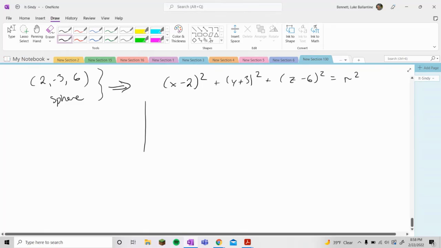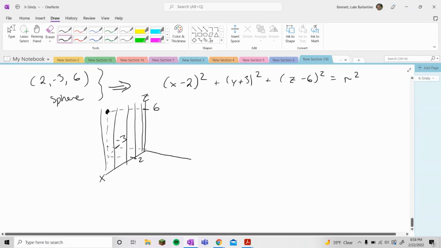So let's kind of draw a picture. We have 2, we have -3, and we have 6. Okay. So if we want it to touch the xz plane, it's like this guy. What would his radius have to be? How far is he away from the xz plane? Is it 3? That's right. Yeah, so he counted just the y, right? Because we want y to be 0 when it touches the xz plane. So for xz plane, r is 3.